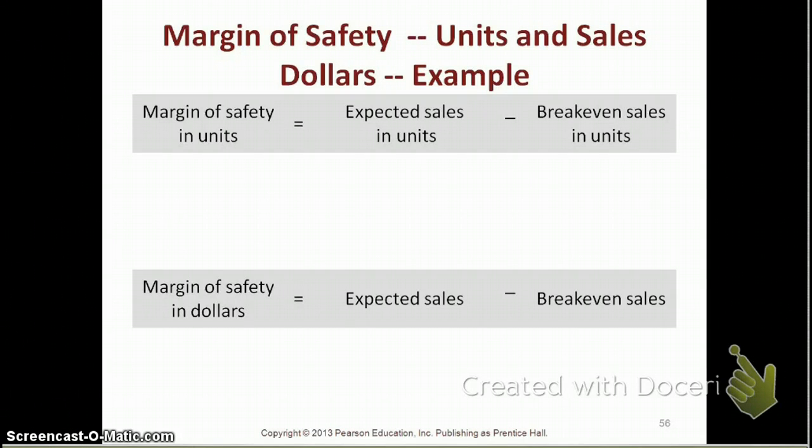You want the margin of safety to be as big as possible. The bigger the better. The thicker the cushion, the more it can absorb a drop in sales, right? So you want the margin of safety to be as big as possible.